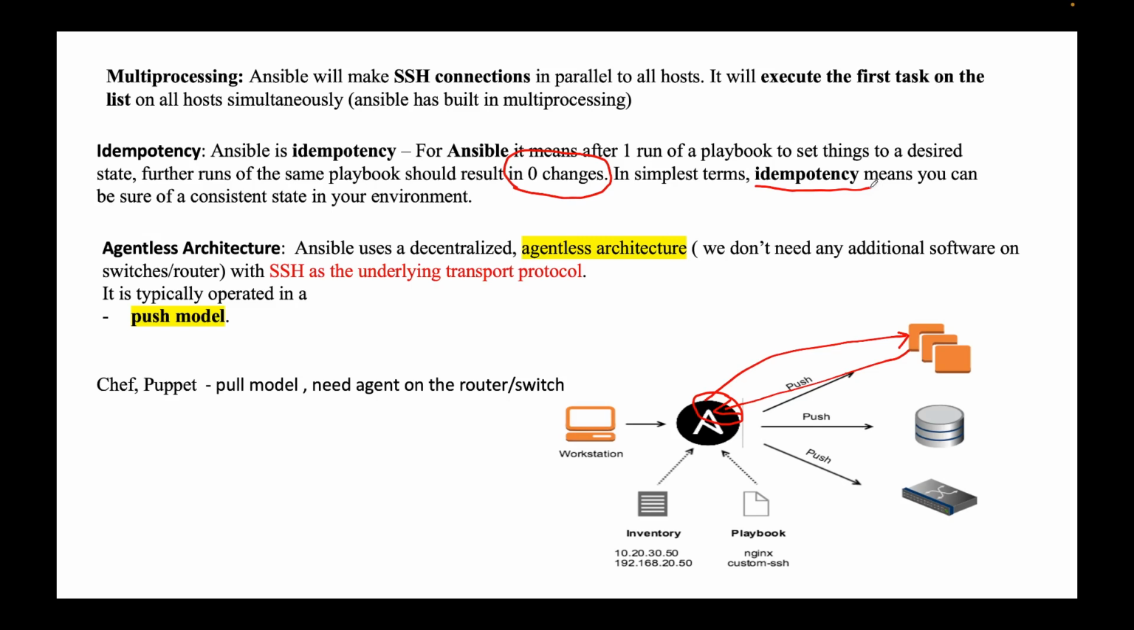So the Ansible management node pushes the script onto the routers, fetches those data, and then displays you the result. That's why we say Ansible works on a push model, because we are pushing the script onto the routers to get those data. There are so many advantages of Ansible, but I have just covered a few important points.